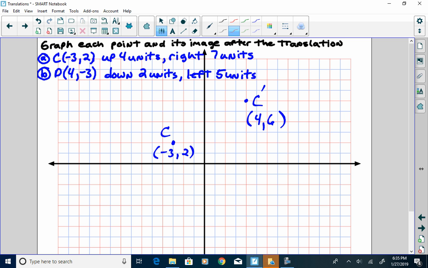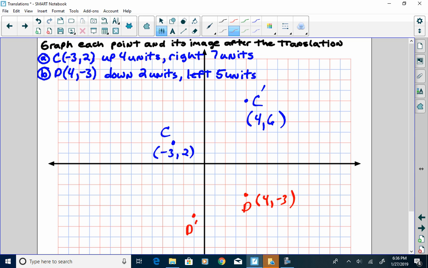Example B tells us to start with point D, which is located at 4, -3. So from the origin, we're going to count right 4, 1, 2, 3, 4, down 3, 1, 2, 3. We're going to put a point, and we're going to label that D. Point D is located at 4, -3. We're asked to translate point D down 2, left 5. So from point D, I want to count down 2, 1, 2, left 5, 1, 2, 3, 4, and 5. I put a point. I label it using my prime notation as an image point.